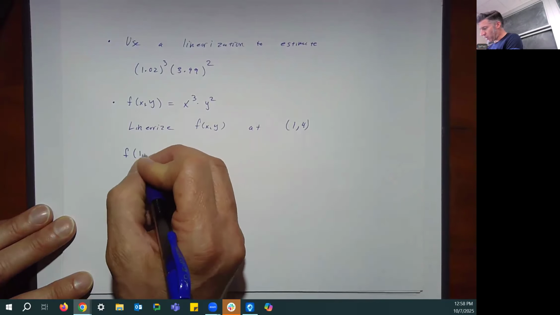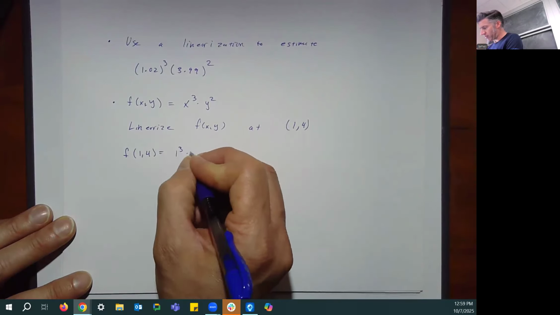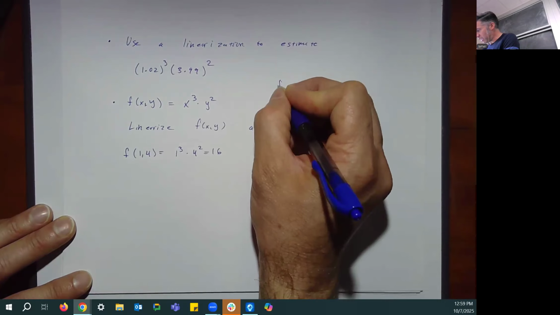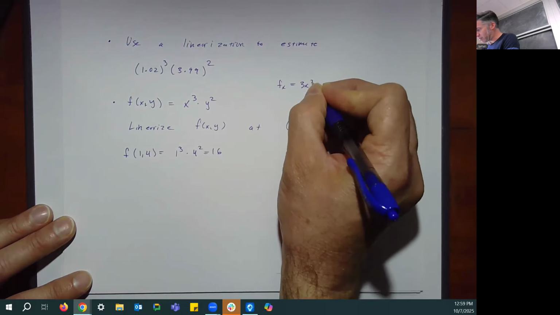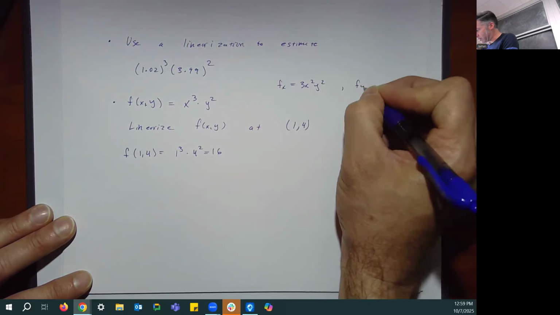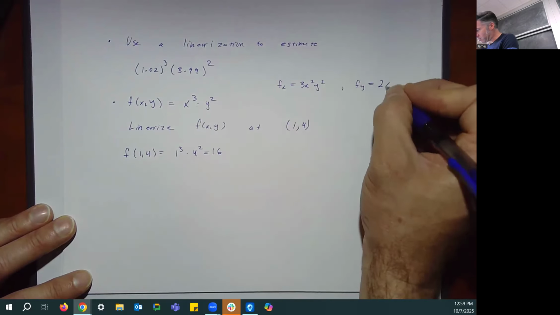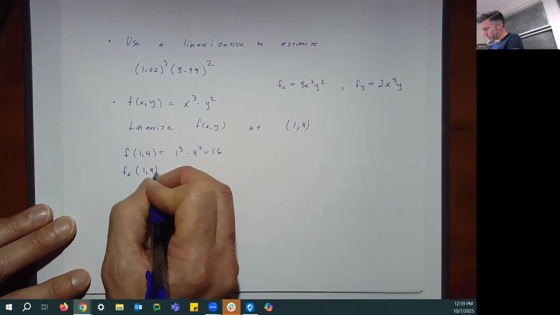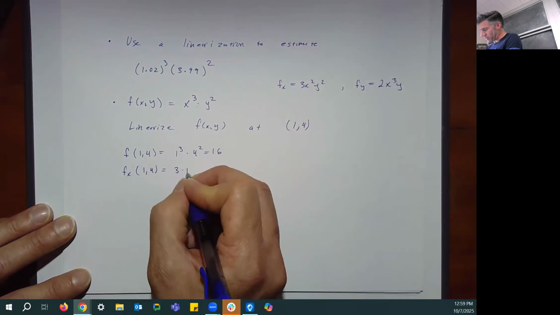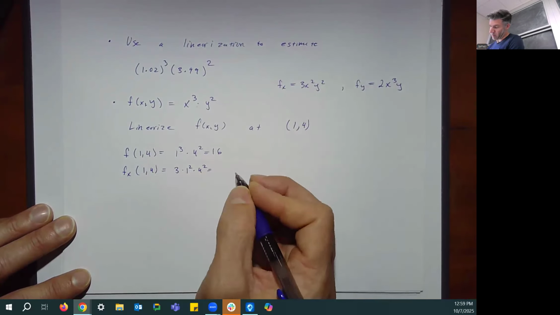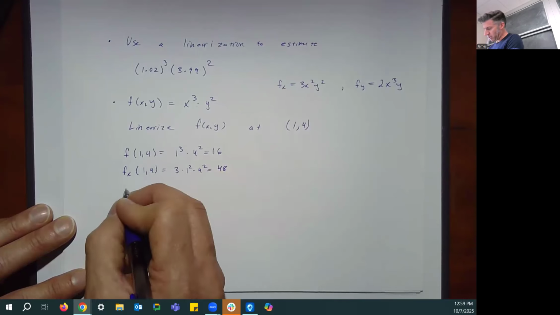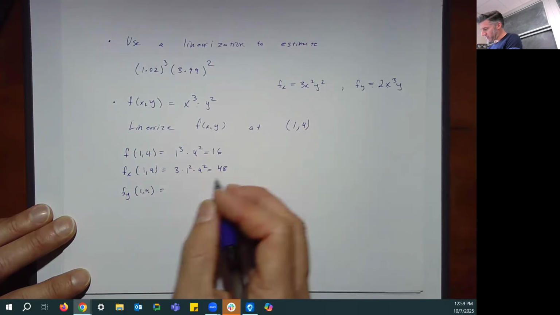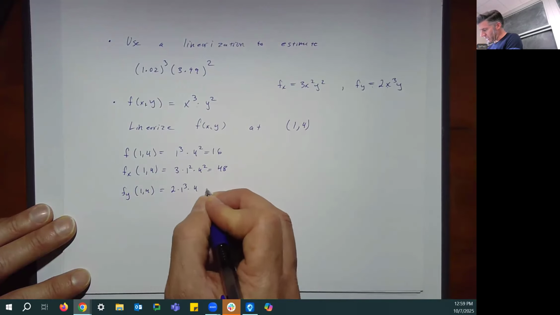So f of (1, 4) is going to be 1 cubed times 4 squared, which is 16. We should find our partial derivatives. fx is equal to 3x squared times y squared. fy is equal to x cubed times 2y, which is 2x cubed times y. So then our fx evaluated at (1, 4) is going to be 3 times 1 squared times 4 squared, which is 3 times 16, which is 48. Our fy evaluated at (1, 4) is going to be 2 times 1 cubed times 4, which is 8.